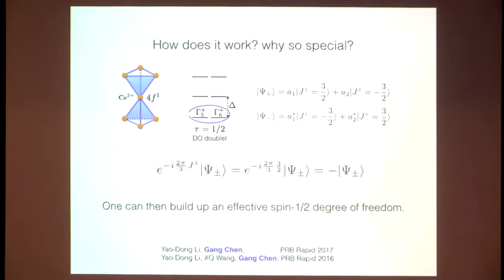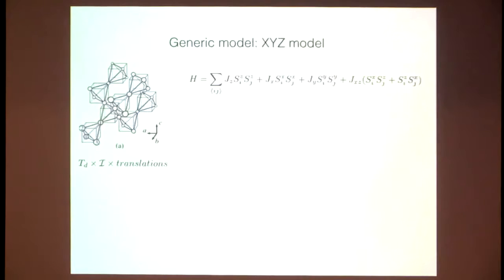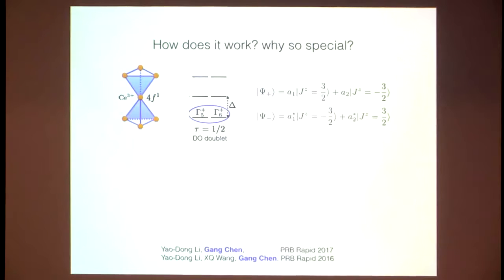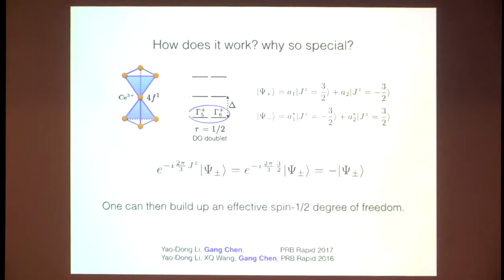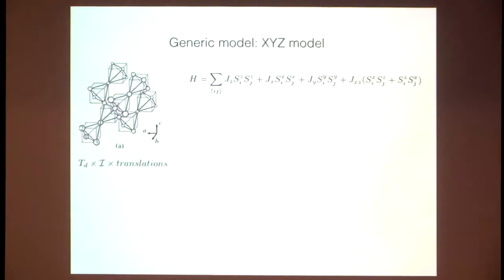So you can build up an effective spin degree of freedom within this doublet. Knowing how these states are transformed, we know how the effective spins are transformed under the point group symmetries, and you can establish the generic spin model that describes the interaction between the local moments. This model is called the XYZ model. This model is remarkably simple. It's uniform on every bond of the three-dimensional lattice.